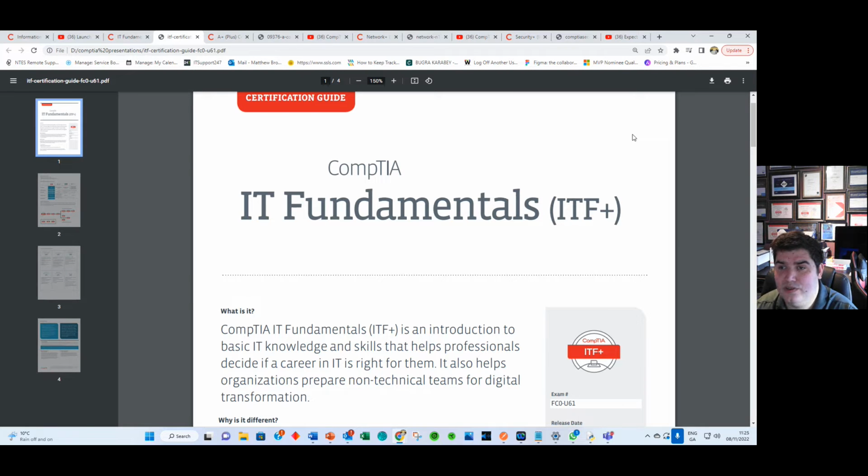And if you enjoy computing and you want to get an idea of where you want to go, ITF Plus is the cert for you. So on that note, we're going to move on to the next video, which is your CompTIA A plus certification.